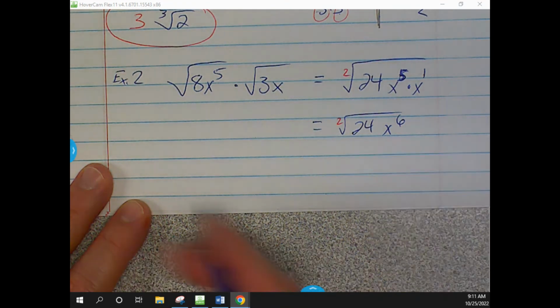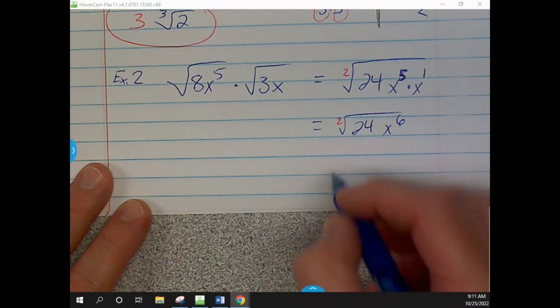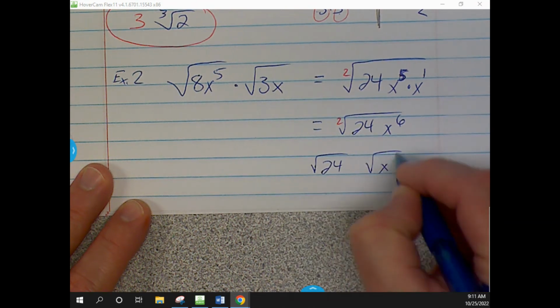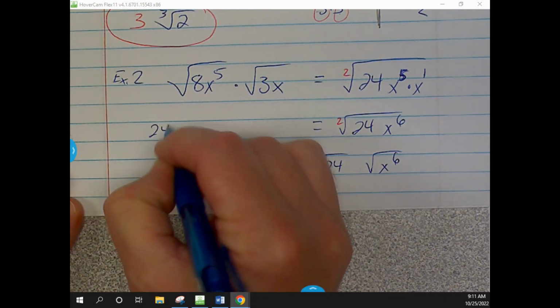All right, and then break it apart because now square root of 24 is not a perfect square root, so we're going to have to break it down. So you can think about this one in two parts. It's square root of 24, and it's square root of x to the 6th. So we take 24 and start to break it down.